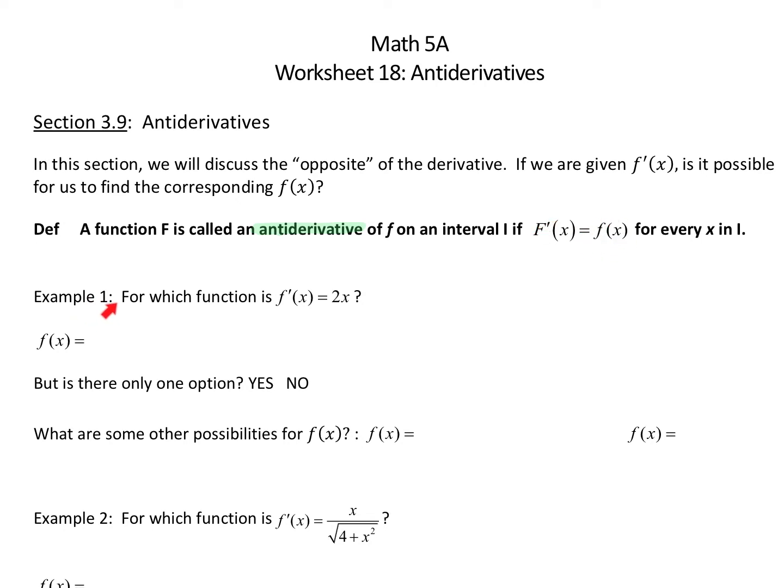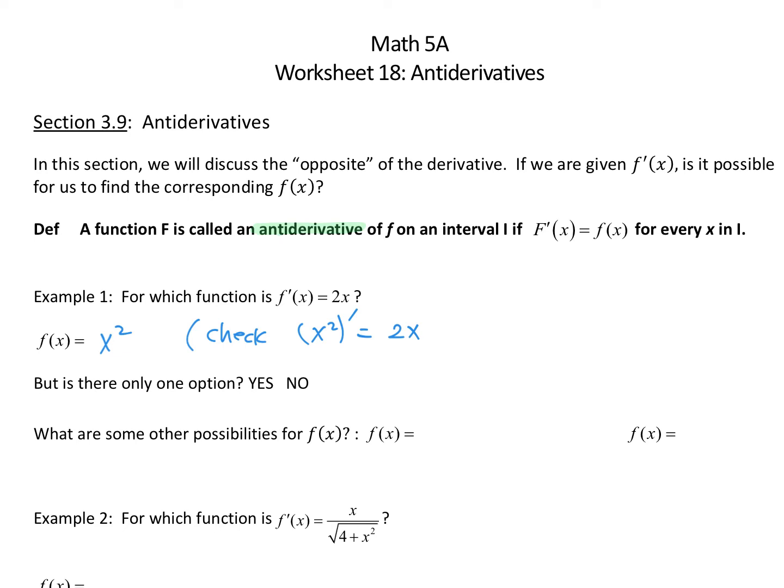So let's look at example 1. For which function is F prime 2x? Well, this is different than taking the derivative of 2x. What function do I have to take the derivative of to get 2x? Well, it's x to the 1 power, so it must be x squared. So that's my guess. We can check: if I take the derivative of x squared, it is 2x to the 1 power. So yeah, if I take the derivative of this, I get that. So that's my big F.